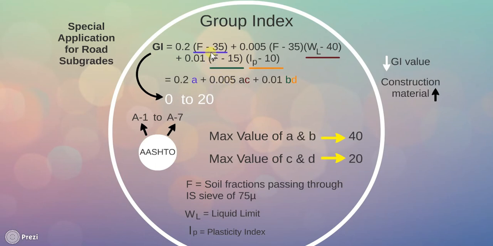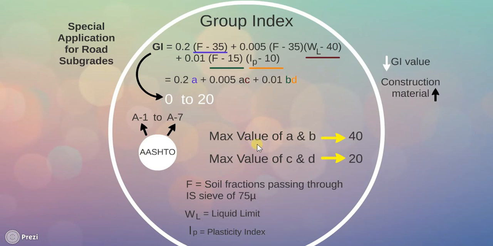Now for shortening the formula, F minus 35 is defined as small a, F minus 15 is defined as small b, WL minus 40 is defined as small c, and IP minus 10 is defined as small d. So the formula becomes 0.2a plus 0.005ac plus 0.01bd. Here GI value is generally in the range of 0 to 20.